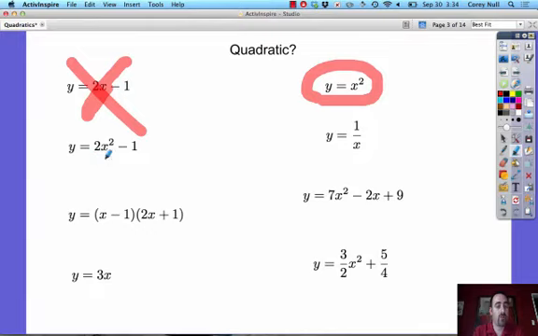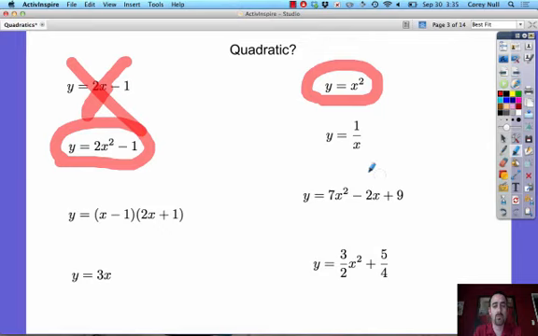This next one, again, we have 2x squared minus 1. It has a squared term. That's okay. There's nothing else. I don't have a cube term. I don't even have an x term. But a quadratic needs to at least have an x squared term. If it doesn't have an x term, we're okay. If it doesn't have a constant term, we're okay. This one is also quadratic.